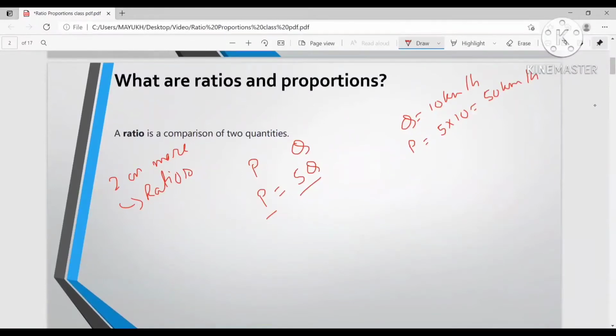Now, the question comes, what is the ratio of the speed of P to the speed of Q? In this case, we can say the speed of P is 50 and that of Q is 10. We can further simplify it and we'll get 5:1 as the speed ratio of P and Q. So this is how we basically deal with the ratio.